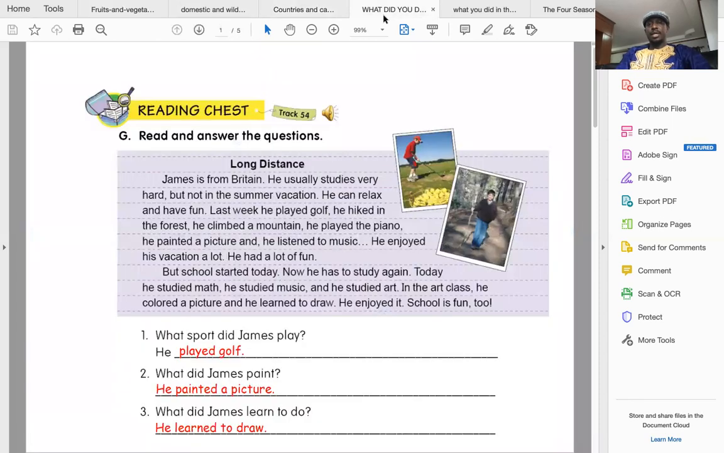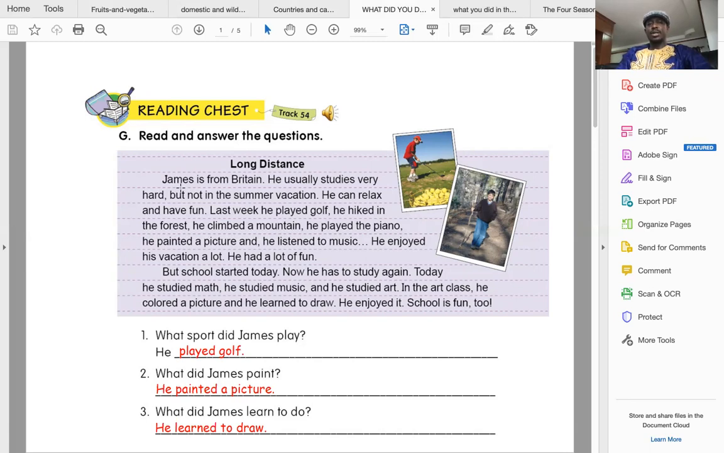Then when we come here, we have long distance. So here we read the passage about long distance, where again we say James is from Britain. He usually studies very hard, but not in the summer vacation. He can relax and have fun. Last week he played golf, he hiked in the forest, he climbed a mountain, he played the piano, he painted a picture, he listened to music, he enjoyed his vacation a lot.